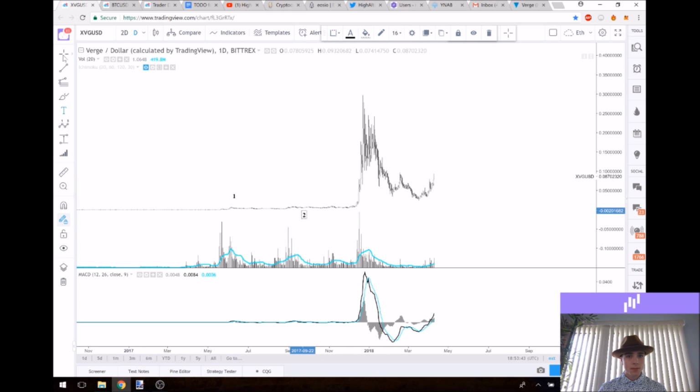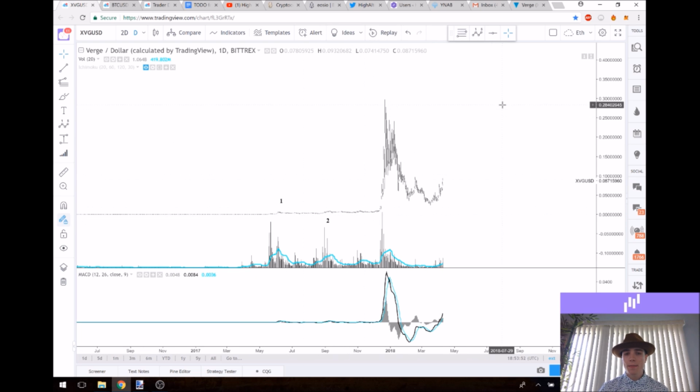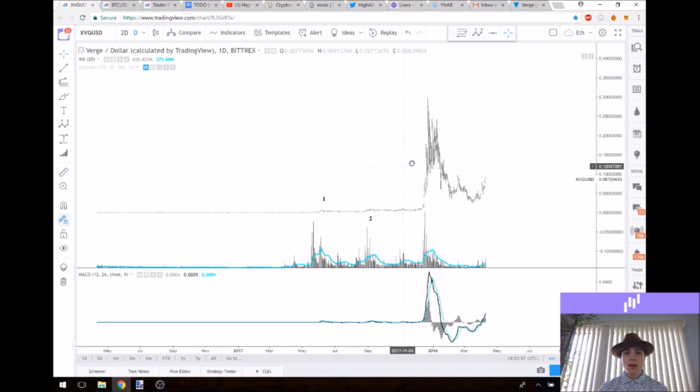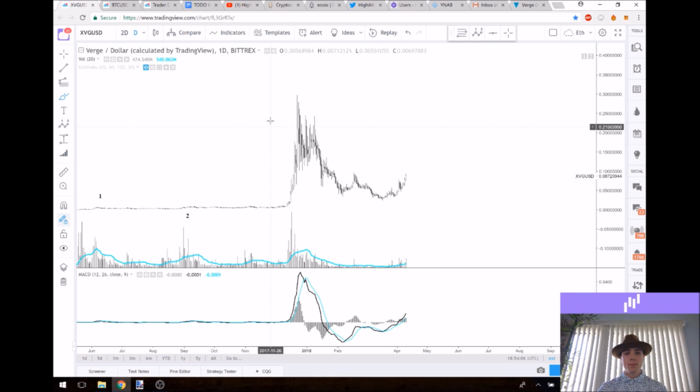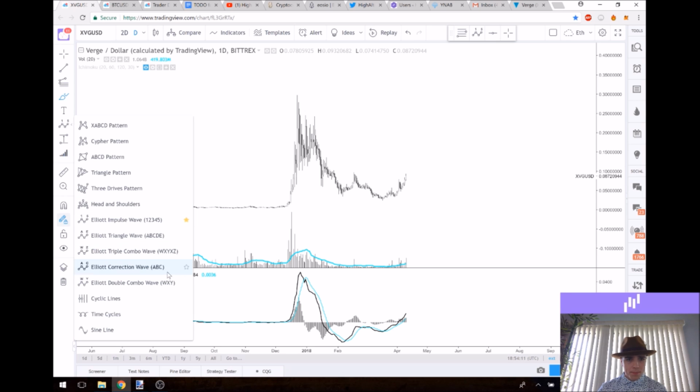All right. And we're starting to make a 3-wave currently. This is your first wave in the 3-wave. Something that's nice about 3 waves is they always have a lot of volume and they always are extremely impulsive, which means they move upwards quickly. And then it made an ABC correction right up here at the top.